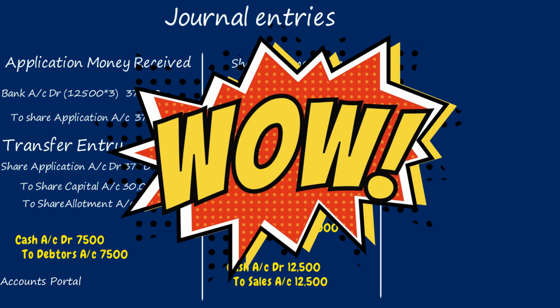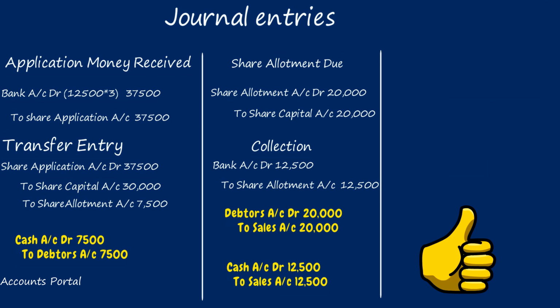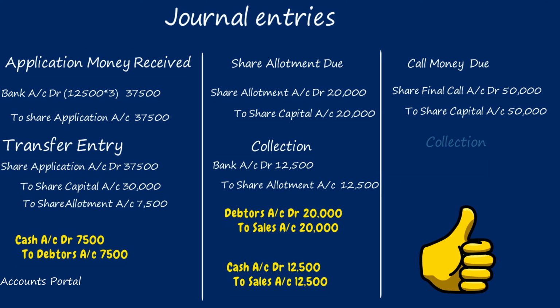Share final call due entry. Share final call account debit, number of allotted shares into call money to be paid per share, 10,000 into 5, 50,000. To share capital account 50,000. Assume all of them paid call money. Bank account debit 50,000 to share final call account 50,000. Is there any excess amount? No. The excess amount is already adjusted.